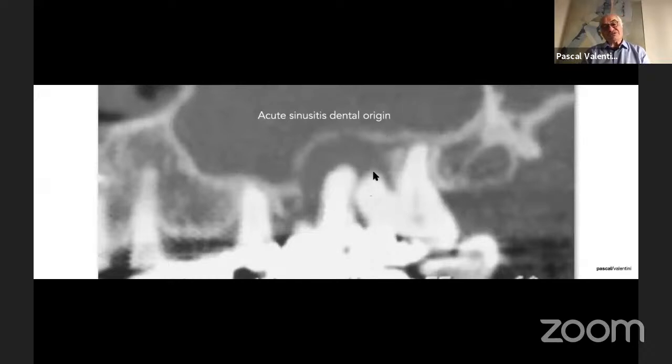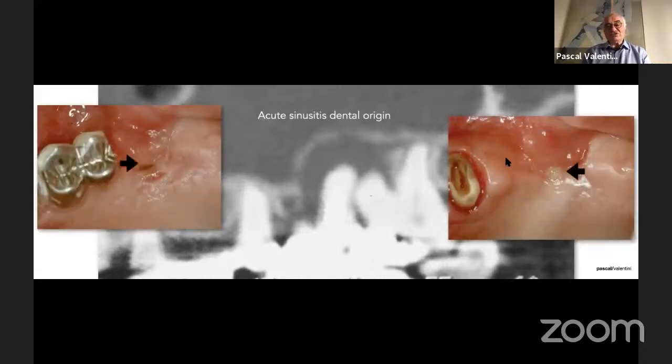Imagine we remove those teeth. The risk is to have an oroantral communication. Why? Because we did not first check the ostium patency. And in that situation, the ostium was completely blocked. Because of the blockage of the ostium, it was not possible for the infection to be drained. The only way for the drainage was through the alveolar socket. And this is the reason why we got an oroantral communication.